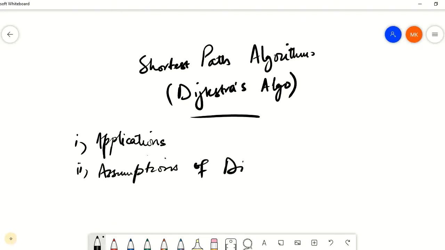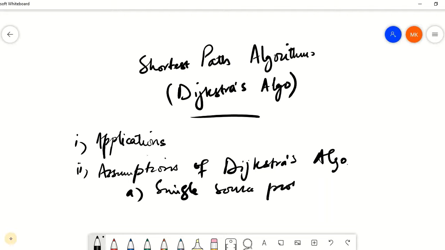Assumptions of Dijkstra's algorithm. The first one is that it assumes the problem to be a single source problem. So we may not have multiple starting points, and therefore we have to have a single starting point or source in order to find the shortest path. That is an assumption that has to be true in all cases when we are using this algorithm.